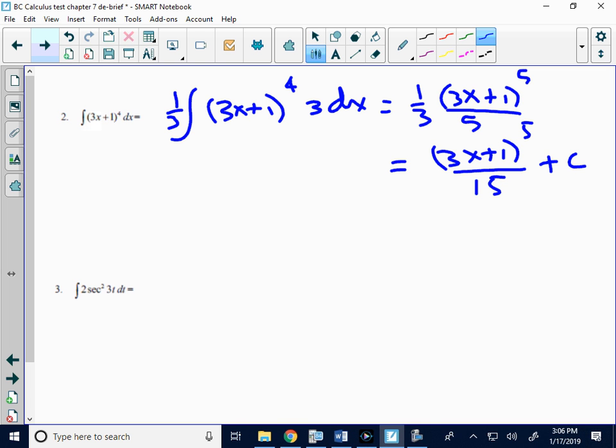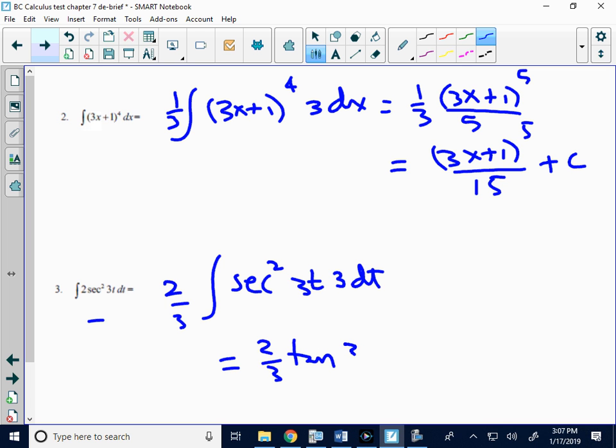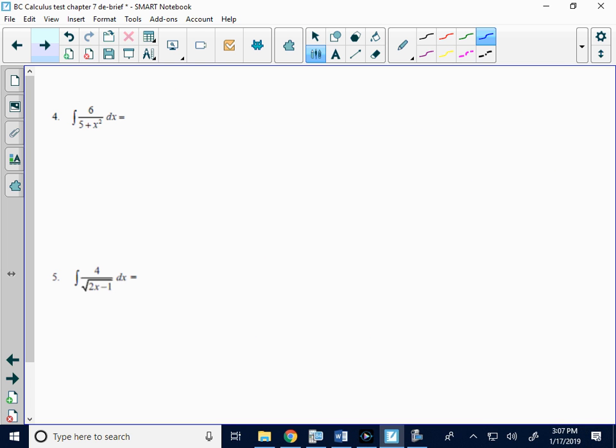This is basic trig, right? We can pull the 2 out. The derivative of tangent is secant squared. And so the integral of secant squared is tangent, but we need to have the correct du in there. So it looks like we get 2/3 tangent of 3t plus your constant. Number 4. At first glance, this looks a little strange, but in fact, it is an arctan.